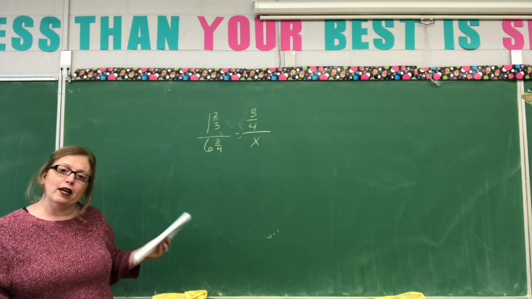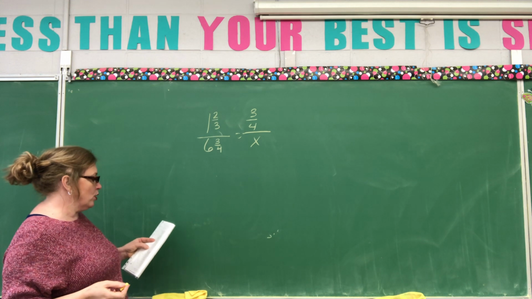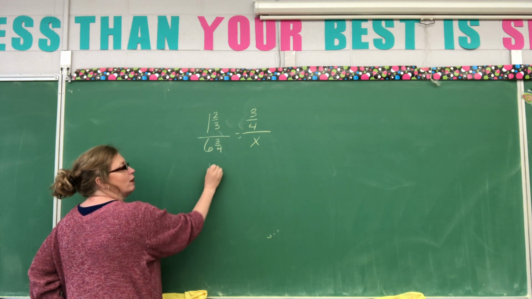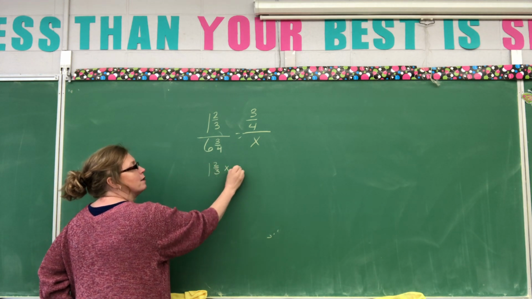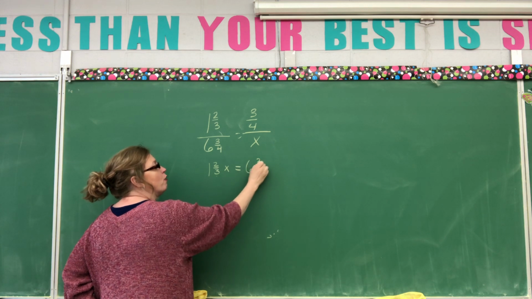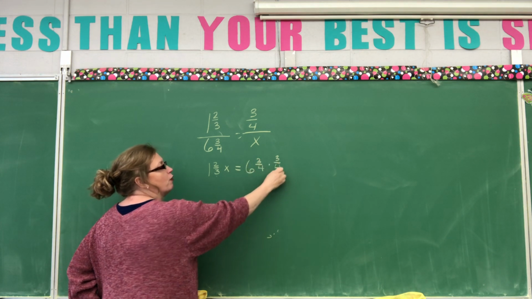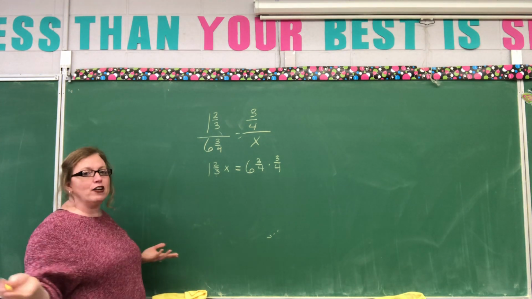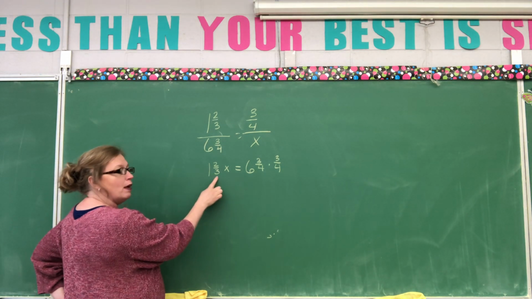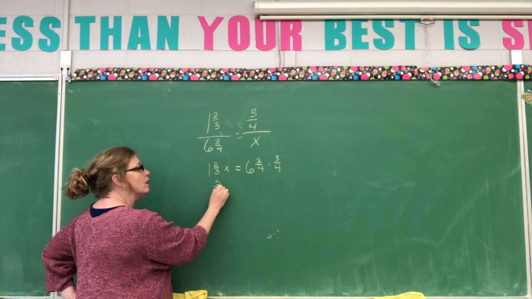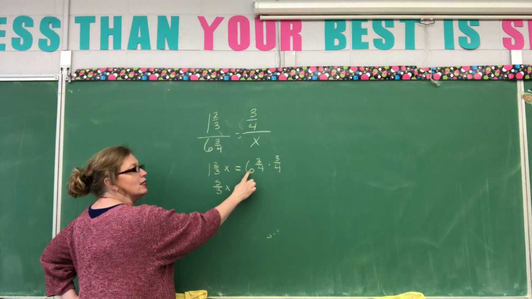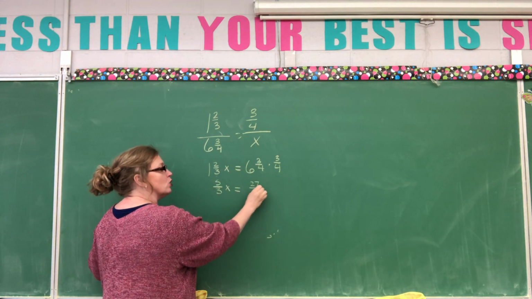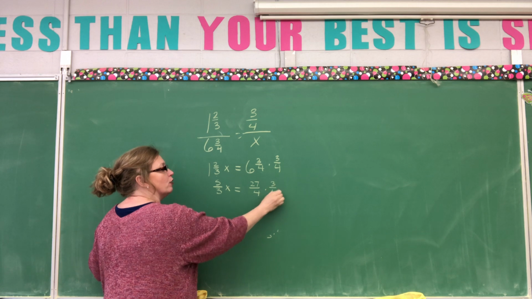First thing we're going to do is find out what our equation is. Okay, so we're going to multiply. We're going to multiply and say 1 2/3 times x. So we have 1 2/3 x equals 6 3/4 times 3/4. Now that I have my problem written, it's very simple to solve. Change everything to an improper fraction. 3 times 1 plus 2 is 5. So 5/3 x equals 6 times 4 is 24, plus 3 is 27. So 27 over 4 times 3 over 4.